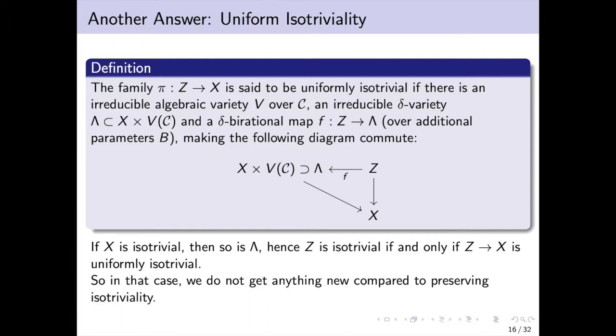So that's why I have another answer. We'll do the same thing when the base is isotrivial, but it will be different otherwise. Okay, so this is uniform isotriviality. There's a nice diagram. We have this irreducible delta variety Lambda, which is in X times V of C, and a birational map between Z and this Lambda. And of course, everything here is over some additional parameters. And it makes the diagram commute. It just respects the fibers. That's all.